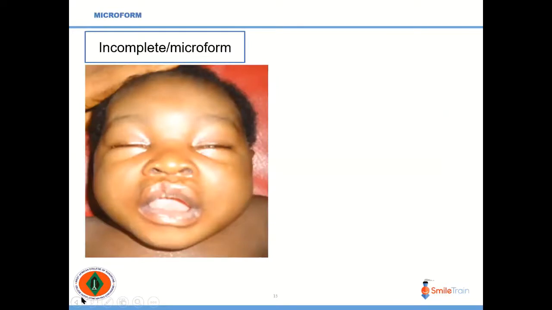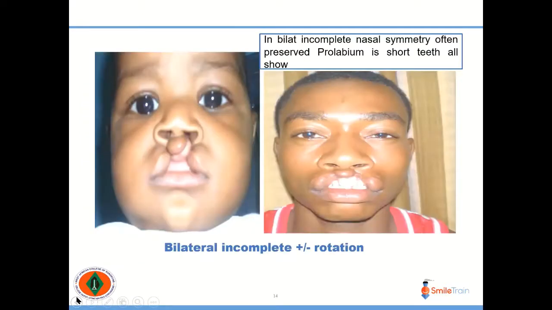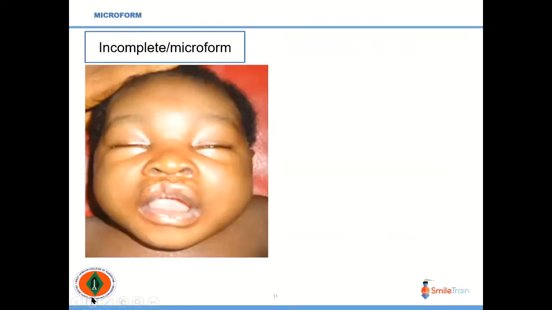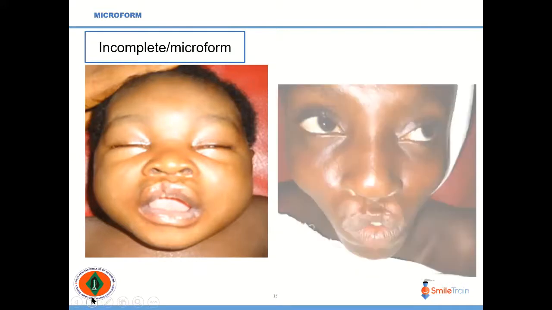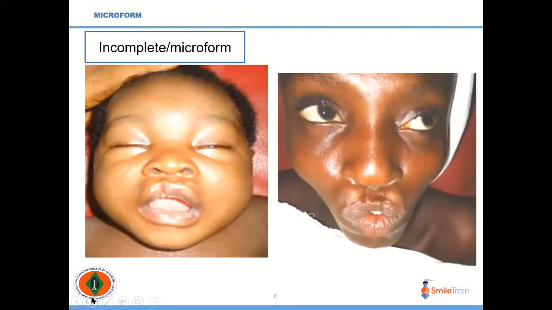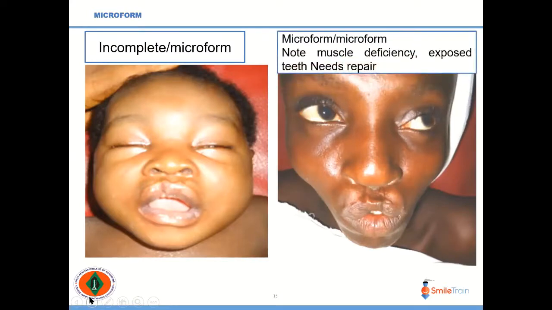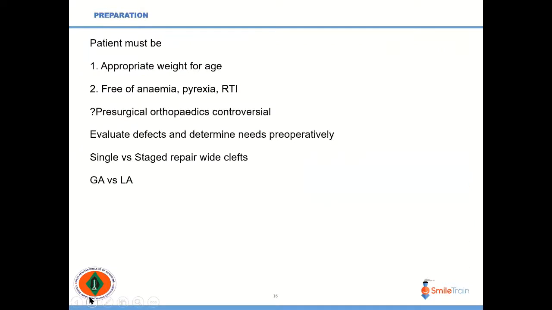Now, in bilateral incomplete, the nasal symmetry is often preserved, but you can see that the prolabium on the right is short and all the teeth show. So let's proceed to the microform. On this side, you can see incomplete on the right and microform on the left. And on this one, both sides have microform, but the teeth are showing and the muscle is standing out at the edges. So this really requires repair.